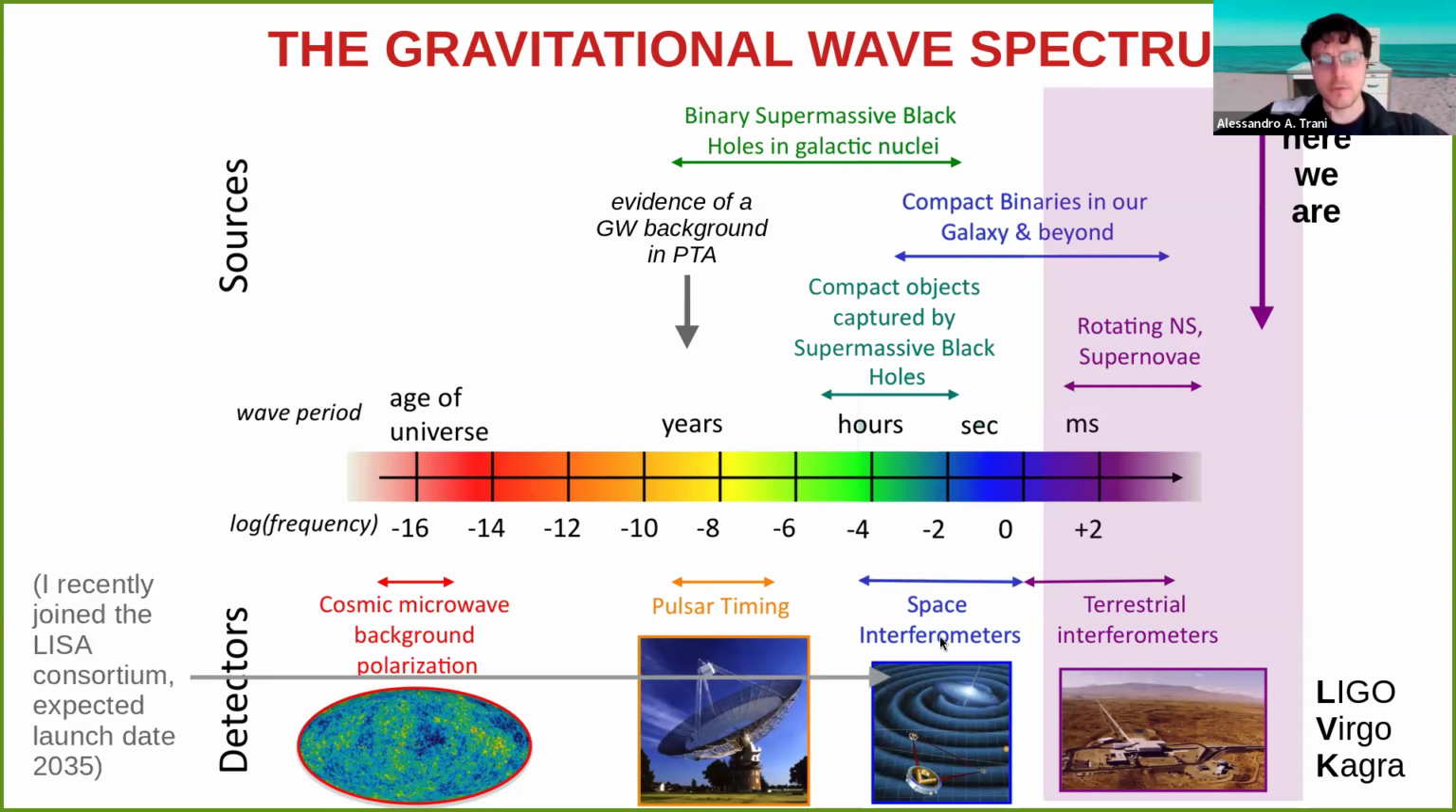And of course, in the future, there will also be space interferometers, such as these satellites. And this will be able to measure more massive sources, so supermassive black hole binaries that reside at the center of galaxies at much lower gravitational wave frequencies. At the moment, I will focus just on this last part.